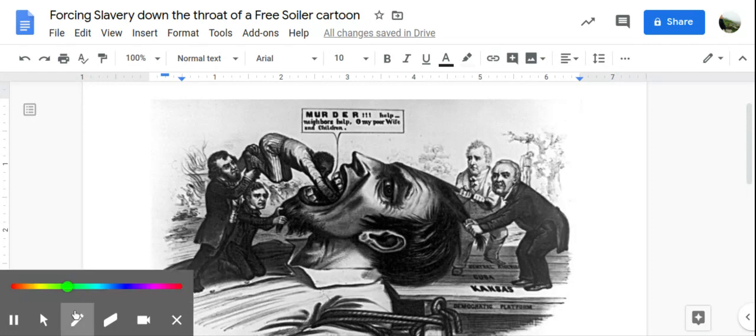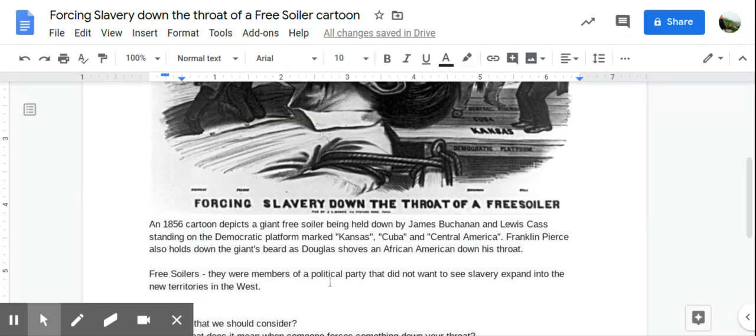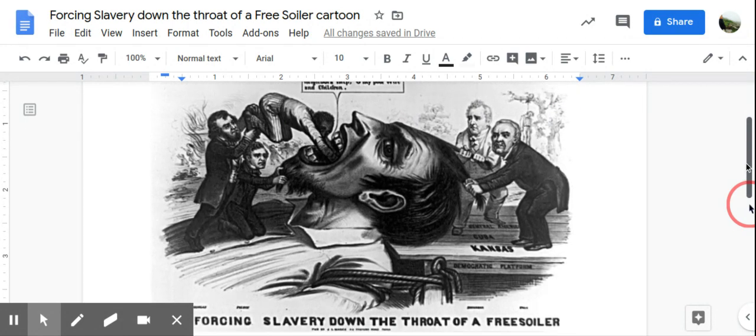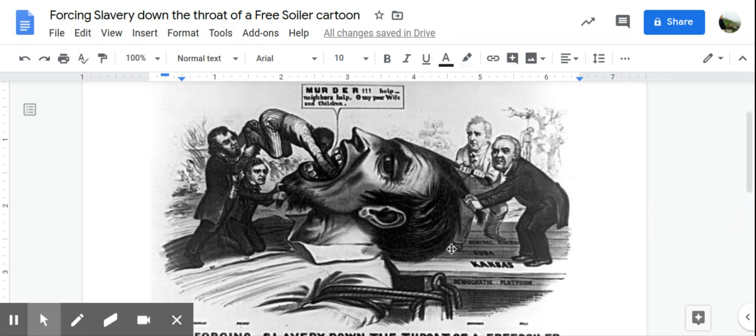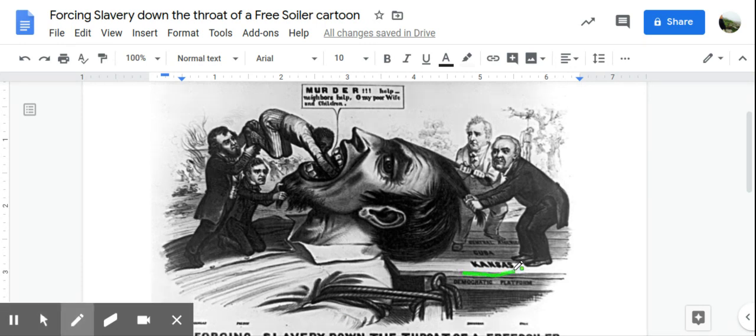If you were to scroll down a little further on this page, you'll see that free soilers are members of a political party that did not want to see slavery expand into the new territories of the West. So, what would a territory in the West be? You can see it written on this platform, a place like maybe Kansas.